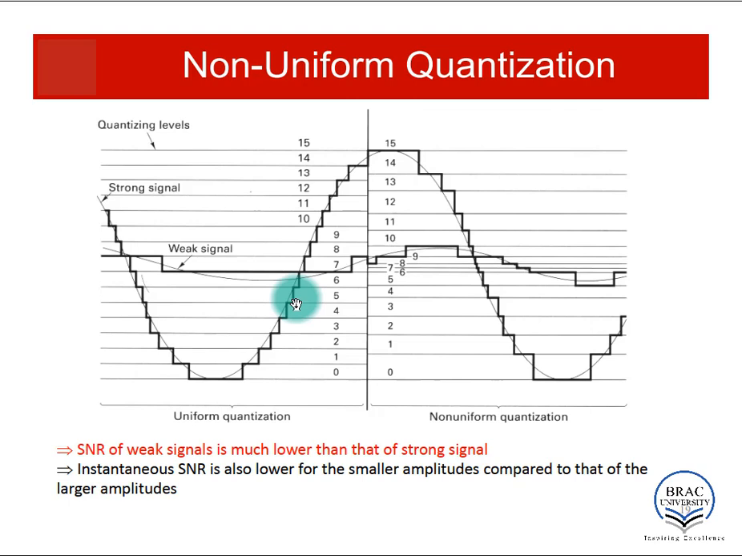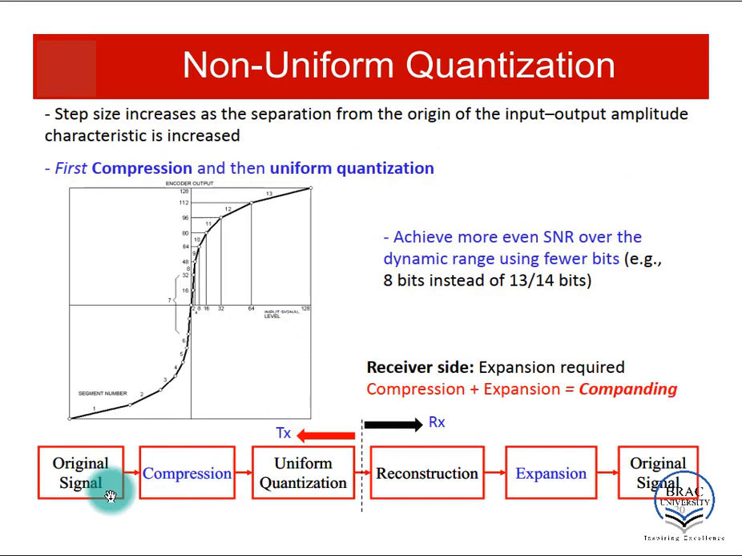So what is that operation? That operation is called compression. So when I compress my signal and then feed it to my uniform quantization, this whole compression and uniform quantization will act together like non-uniform quantization. Let's see how it is done. So you can see here our original signal, then it is compressed, and then it is uniformly quantized. These 2 blocks together will act as a non-uniform quantizer.